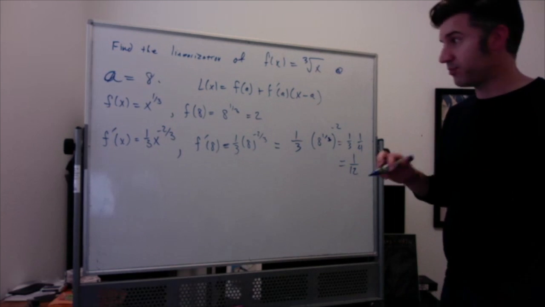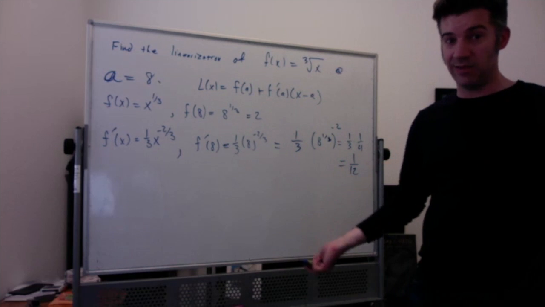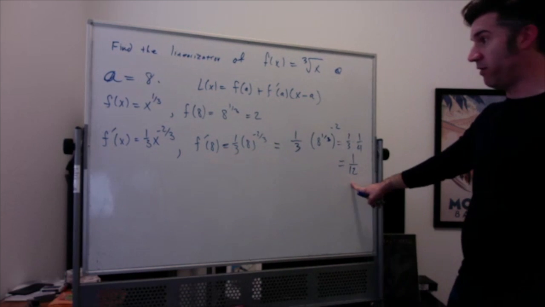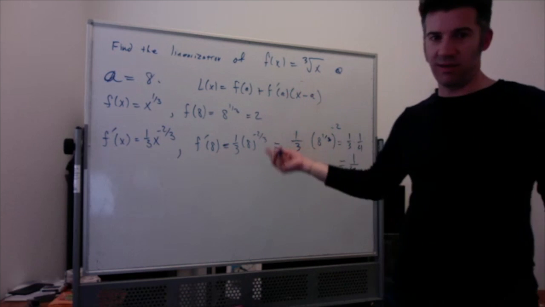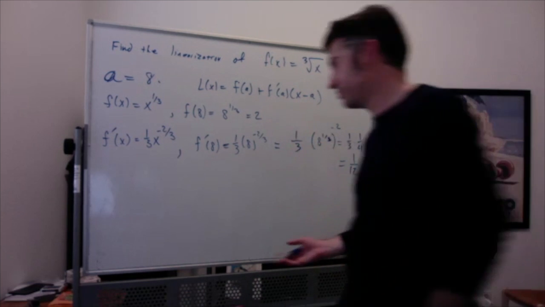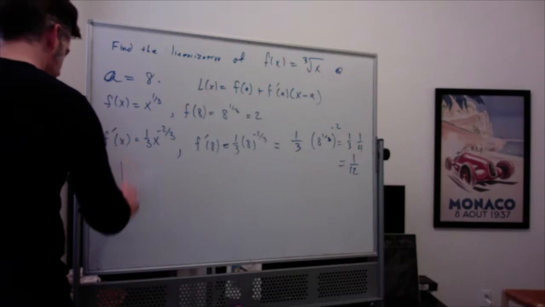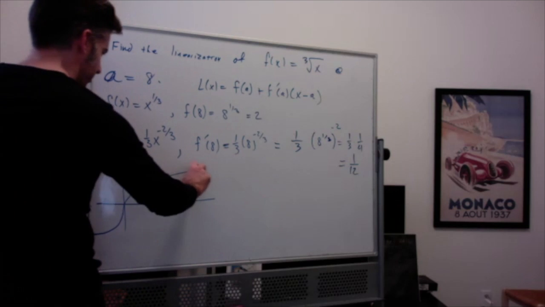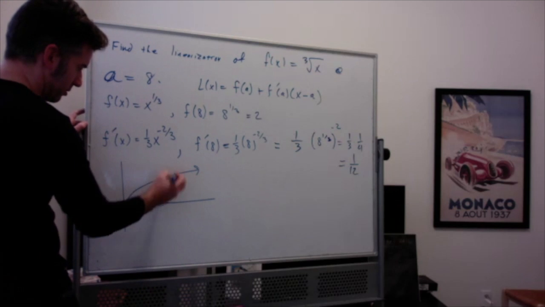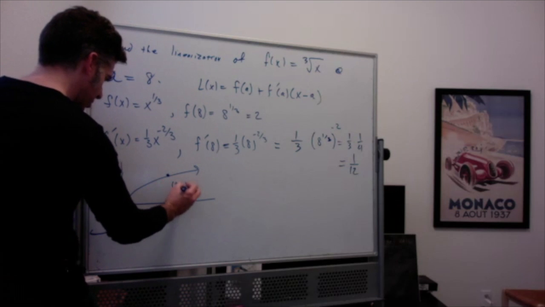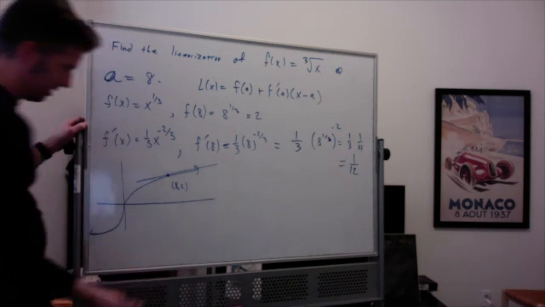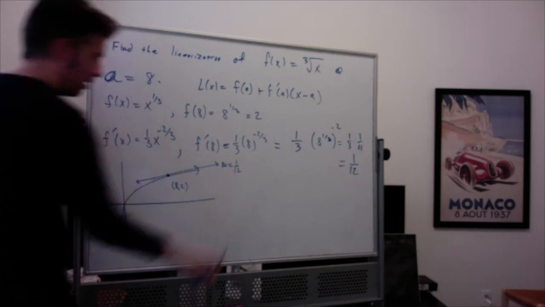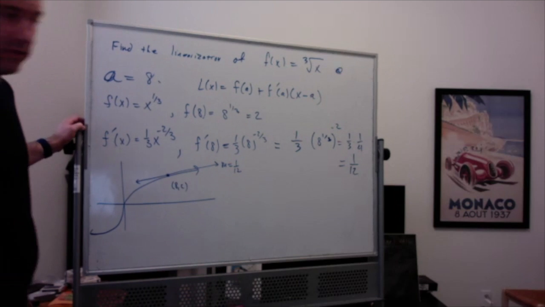So here's what we're saying. For this function at the point (8, 2), the slope of the tangent line is 1/12. And the y value is 2. We could graph it if we wanted to. I know that the cube root of x looks something like this. And I'm over here at the point (8, 2). My tangent line looks vaguely like that, and it's got a slope of f prime of 8, which is 1/12.